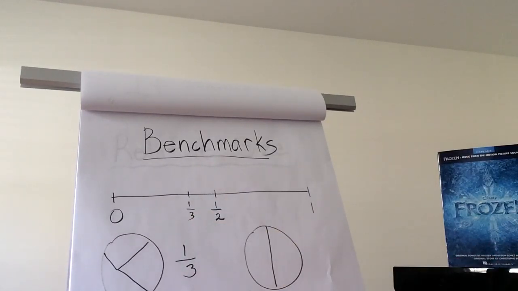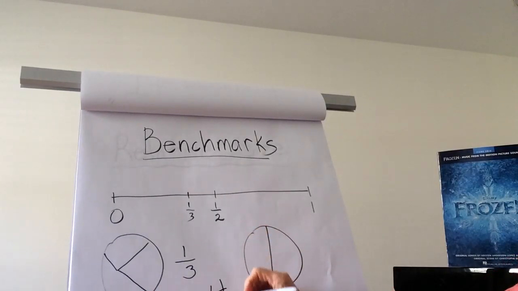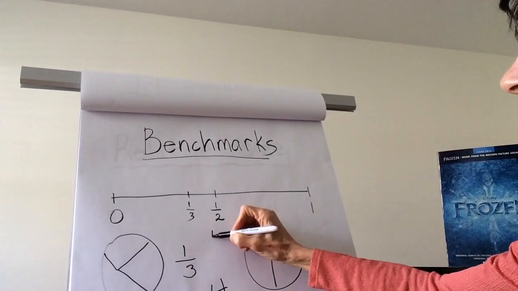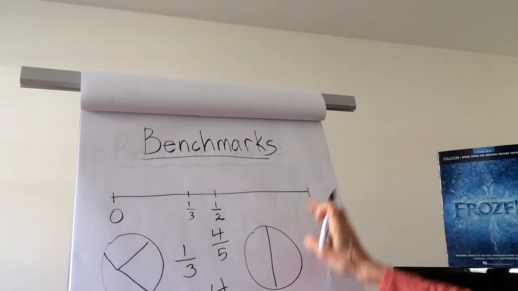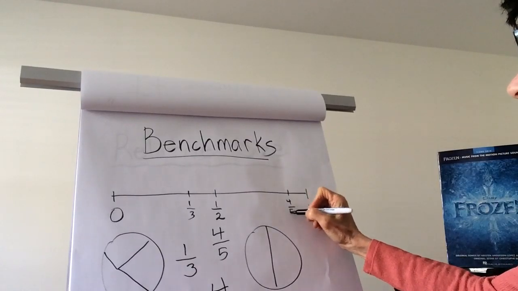If I had something like 4/5, so let's write 4/5 up here actually where you can see it. 4/5. So we had that. Well, we know that that's going to be larger than 1/2, and it's going to be pretty close to 1, isn't it? So I know that that would be somewhere down here.